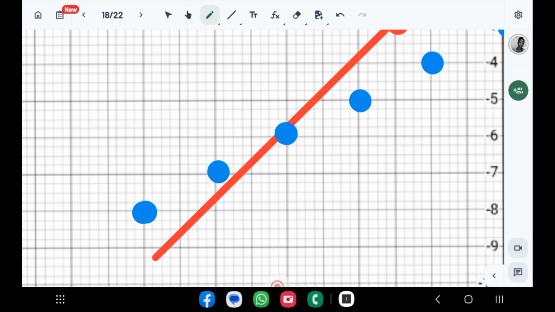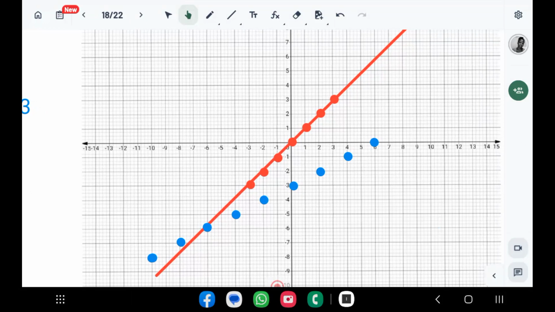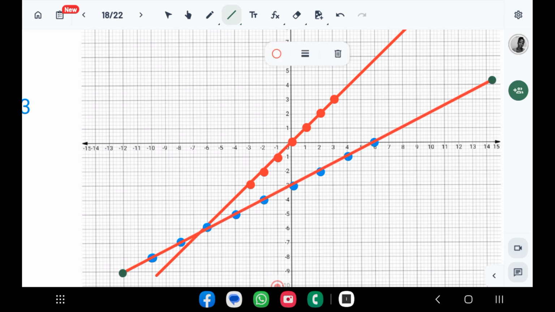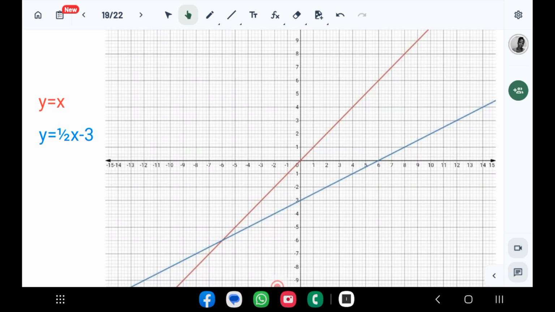And now let's join these points. This should be our blue graph. Yes, let's change the color to blue. And there, that is the graph of y equals x, and that is the graph of y equals half x minus 3.